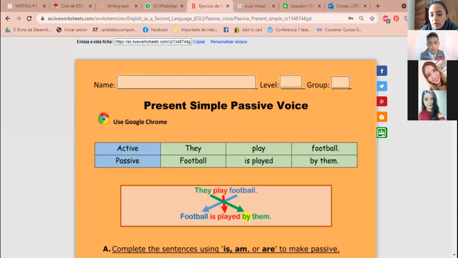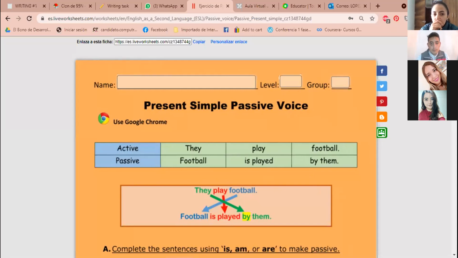Sorry, guys. So remember that at the beginning of the class, you were discussing with me how to make the passive voice. But we were talking about present simple passive voice, how to turn active voice sentences into passive voice sentences using a present simple form. So here we have, guys, an example. This is the exercise you're going to do.